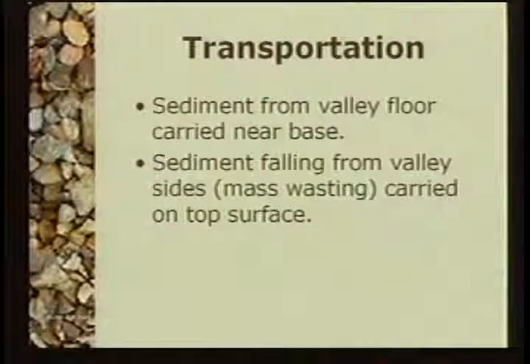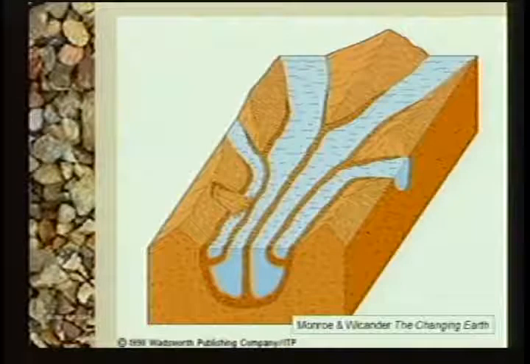So glaciers are much more powerful. They're the most powerful geologic agent, much more powerful than rivers. When we see glacial ice transporting, we generally see the sediment from the valley floor carried near the base of the ice, and also the sediment that may fall from the overhead mountains due to mass wasting carried on the top surface. Sometimes glaciers look dirty as a result.